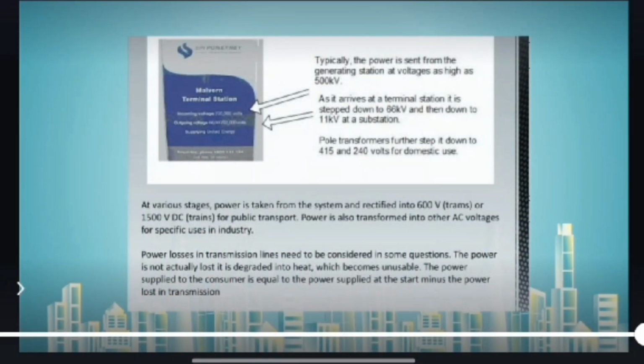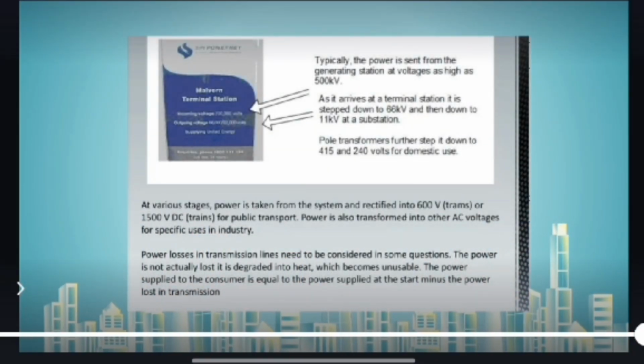Typically, the power is sent from the generating station at voltage as high as 500 kilovolt. As it arrives at the terminal station, it is stepped down to 66 kilovolt and then down to 11 kilovolt at a substation. Pole transformers further step it down to 415 and 240 volts for domestic use.